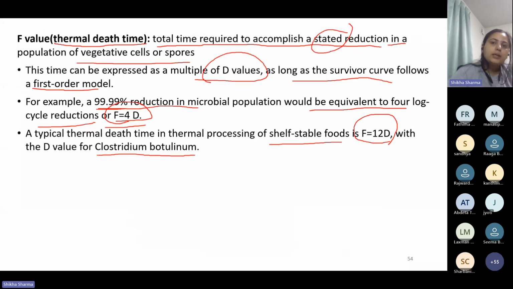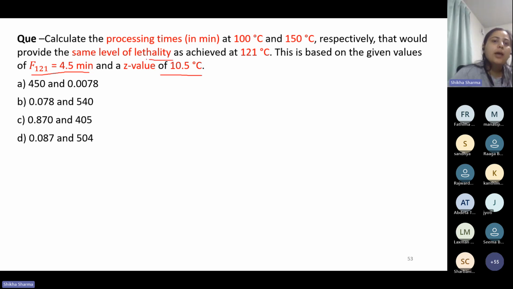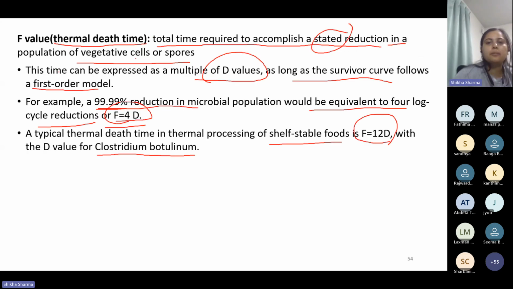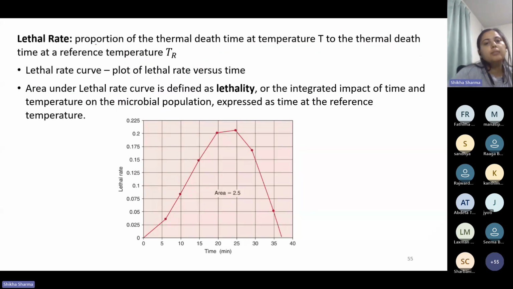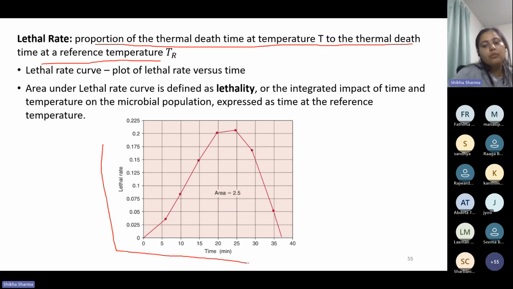And here the second term we came across is lethality. So what is that? The lethal rate is the proportion of the thermal death time at the temperature T to the thermal death time at a reference temperature. Here we can see this curve where the lethal rate is on the y-axis and time is on the x-axis. The area under this lethal rate curve is known as the lethality.